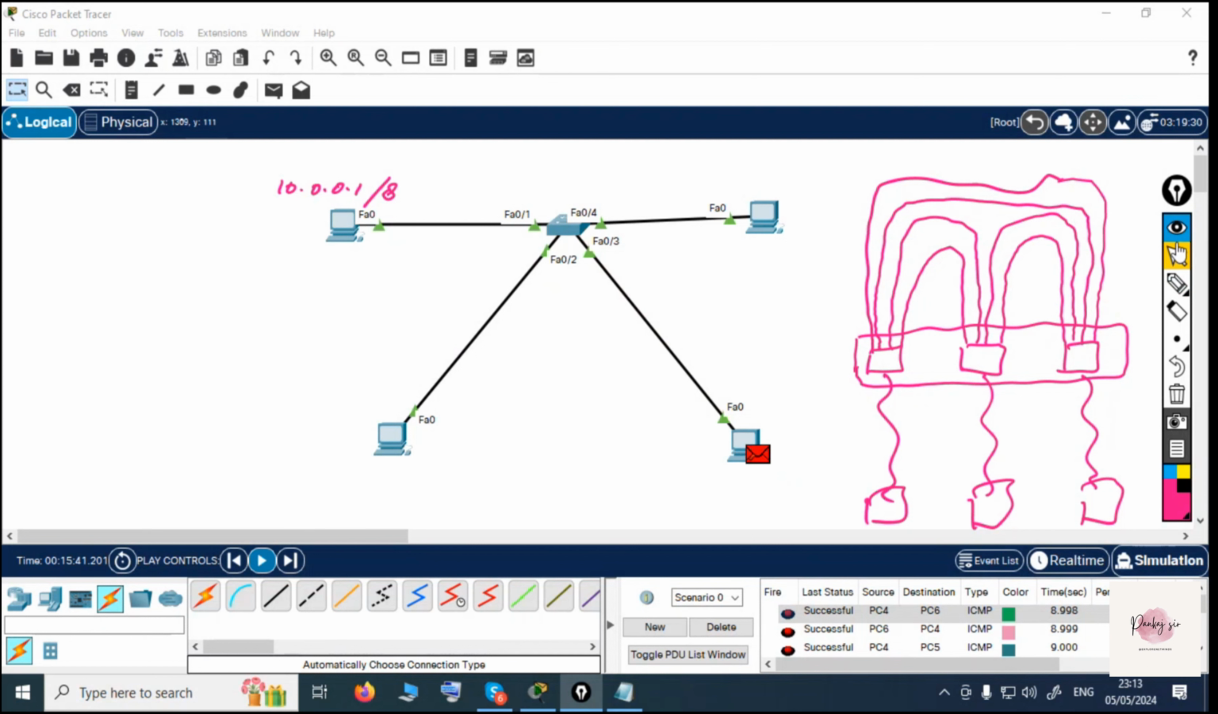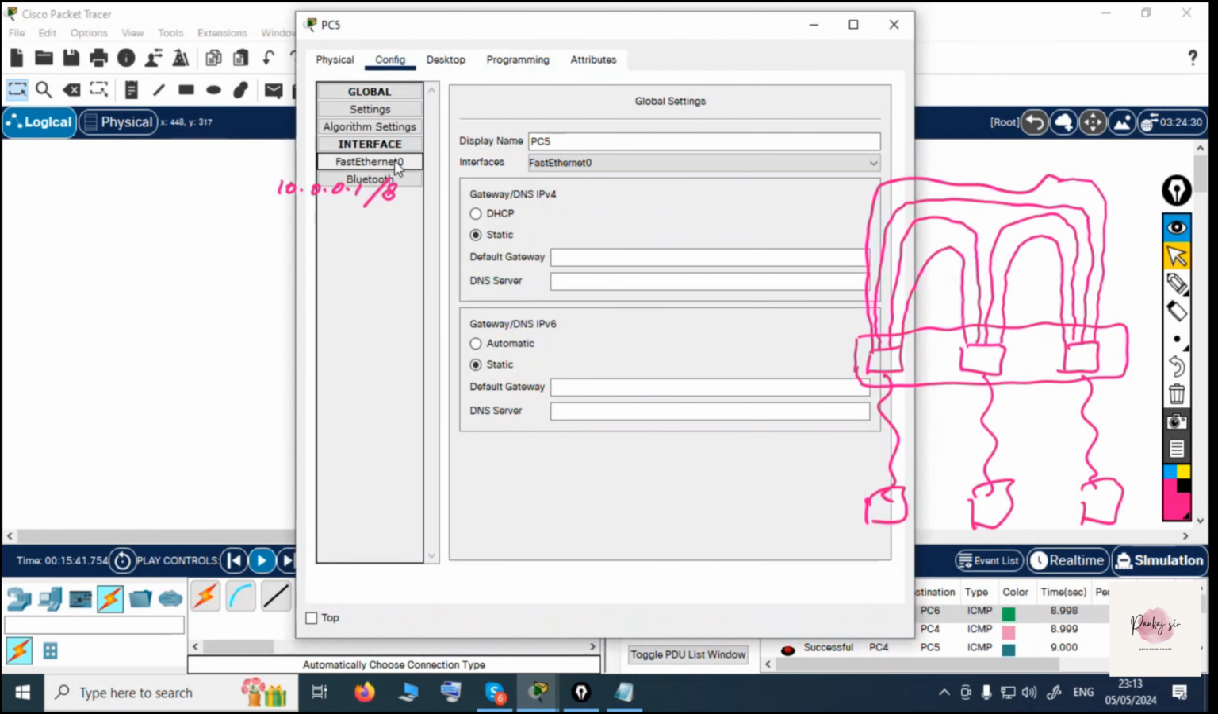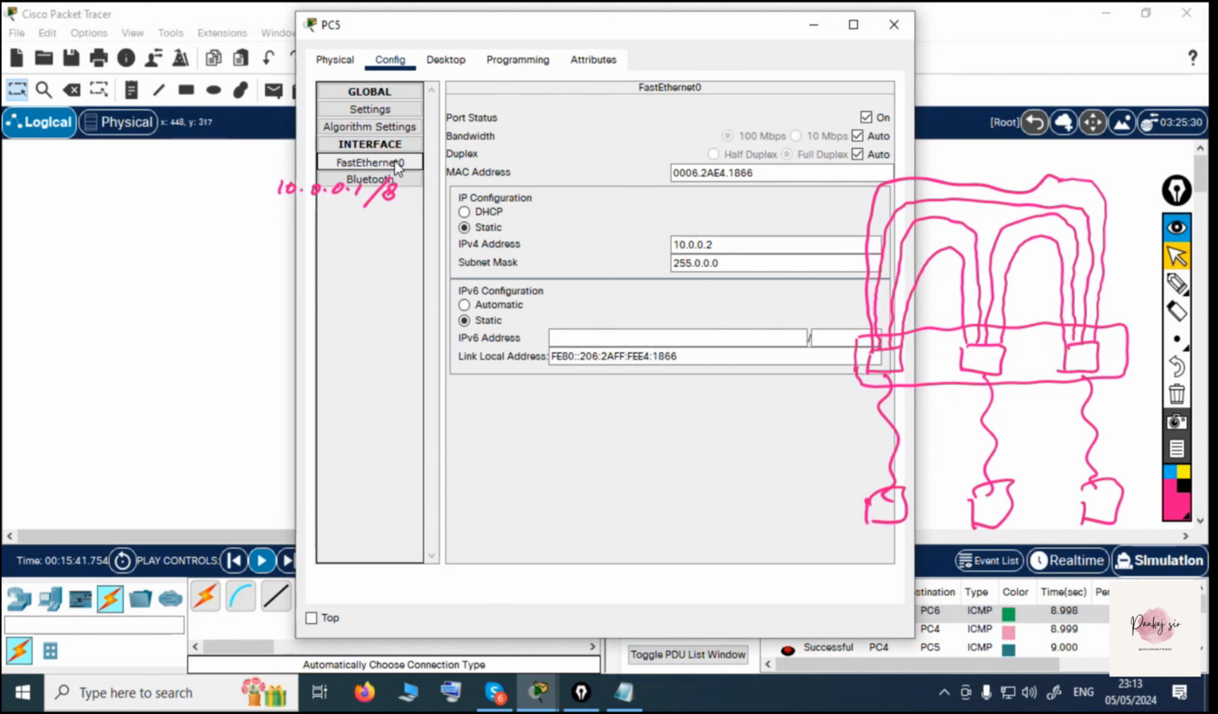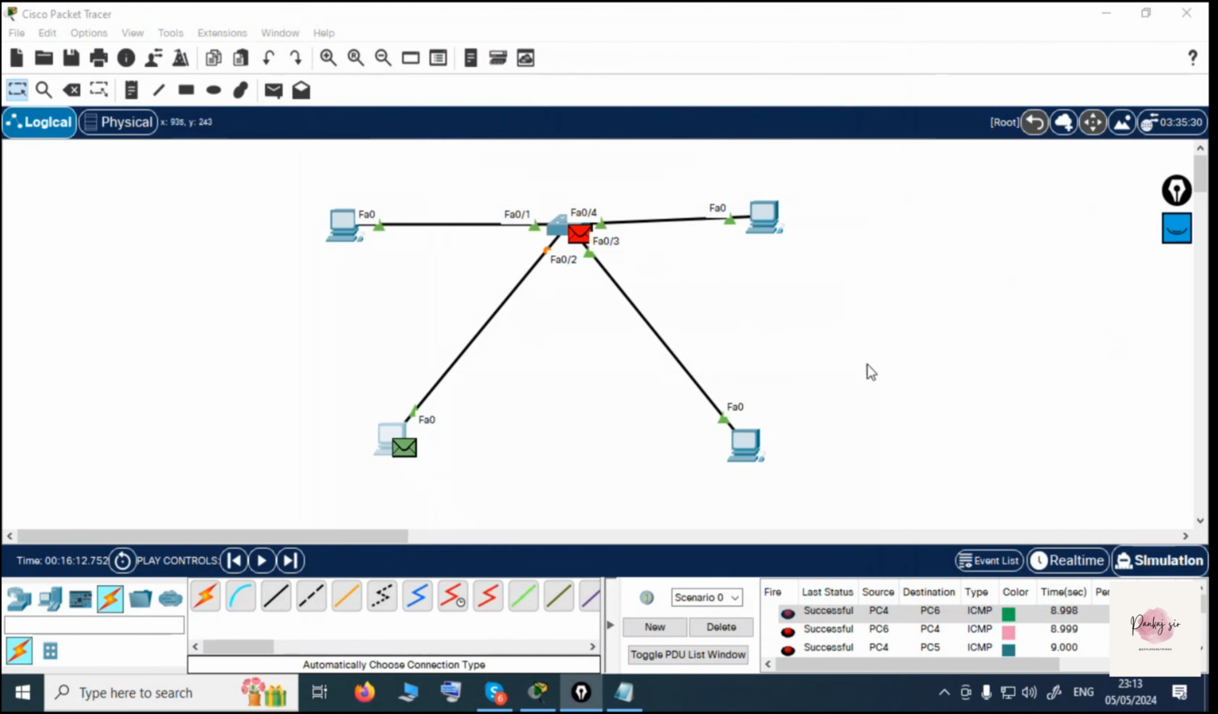When we attach some half duplex devices. Let us configure them as half duplex. Let's see if we can configure. Yes, this is full duplex. Here we can see this is full duplex. So let us configure it as half duplex 10 Mbps and let's see what happens.